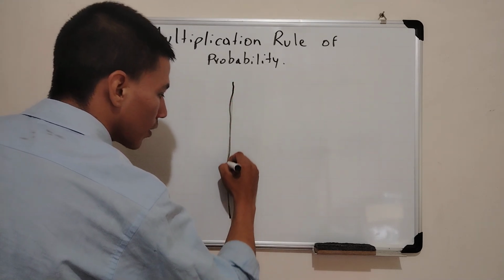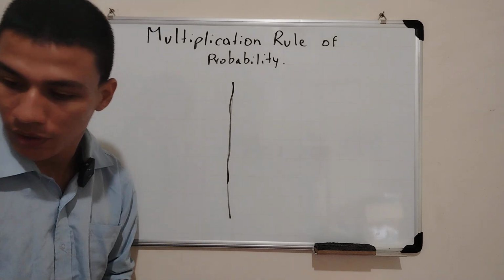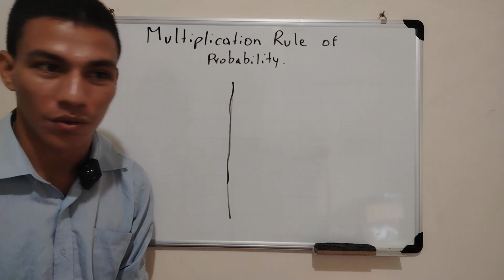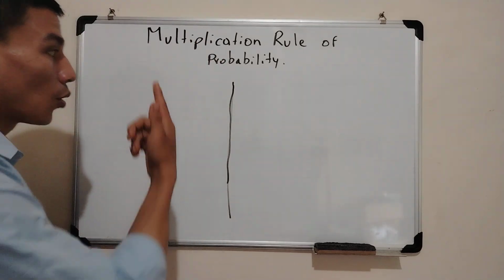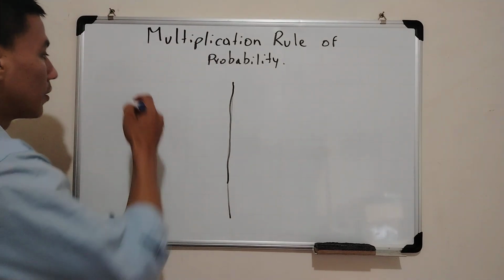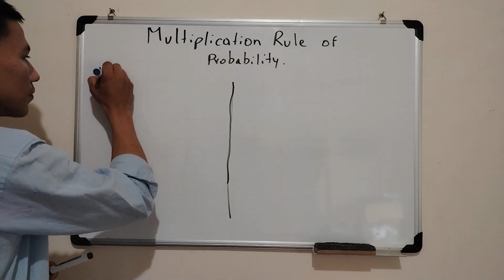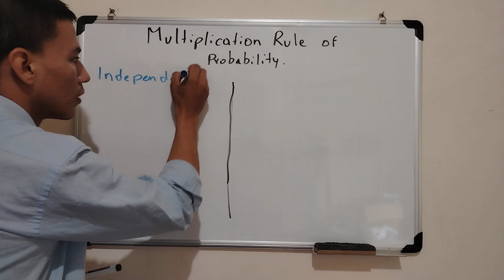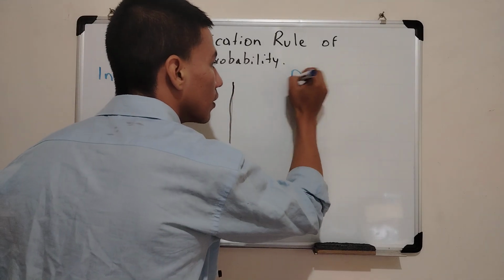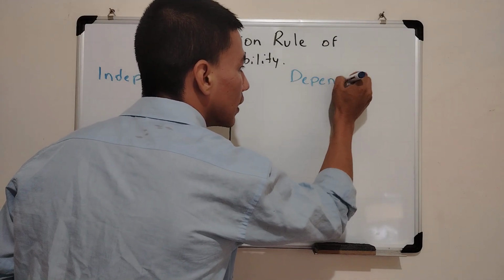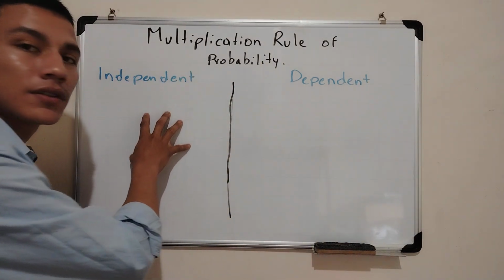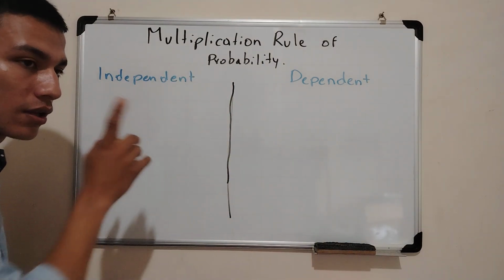Sorry if my marker is not near. Let me use another color. Those are the only ones I have. So, dependent, independent. Those are events.